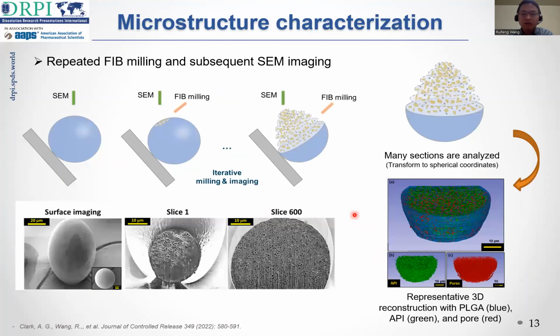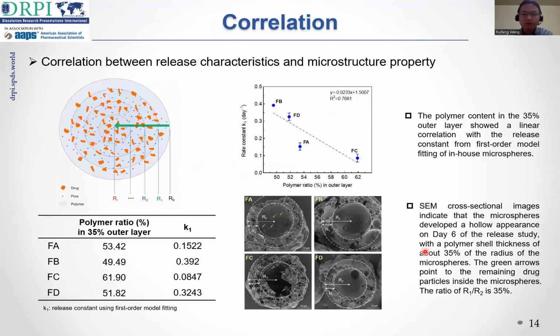As aforementioned, through repeated film milling and subsequent SEM imaging, a 3D internal structure can be reconstructed by software using an artificial intelligence algorithm. A 3D digitally transformed microsphere, as the red picture shows, allows for direct 3D microstructure quantification, including volume fraction, size distribution, especially the spatial distribution of polymer, drug, and pores.